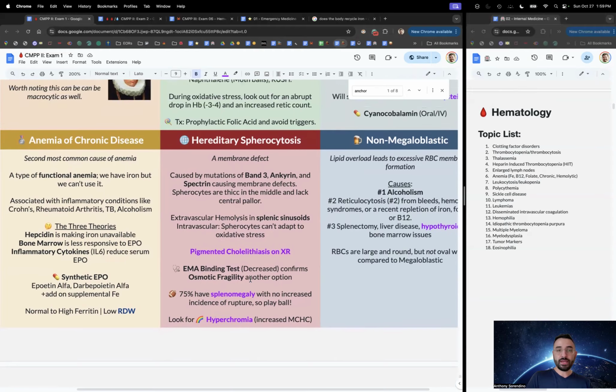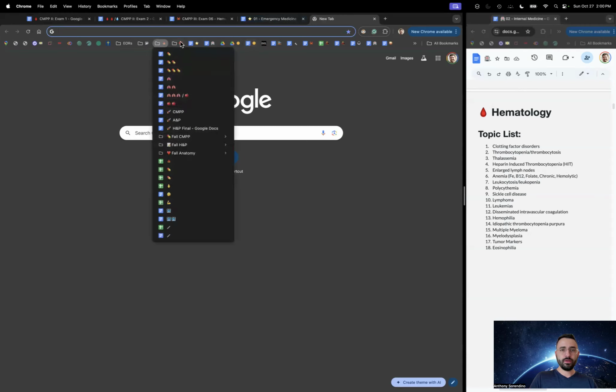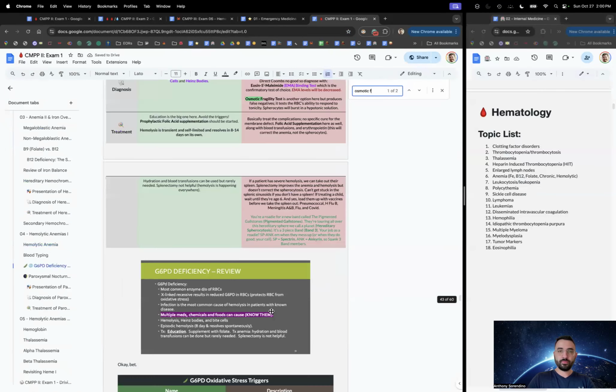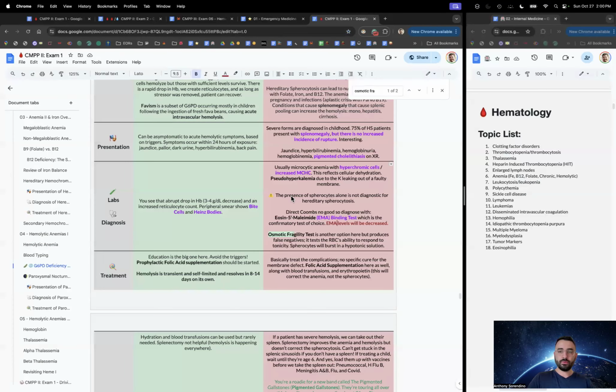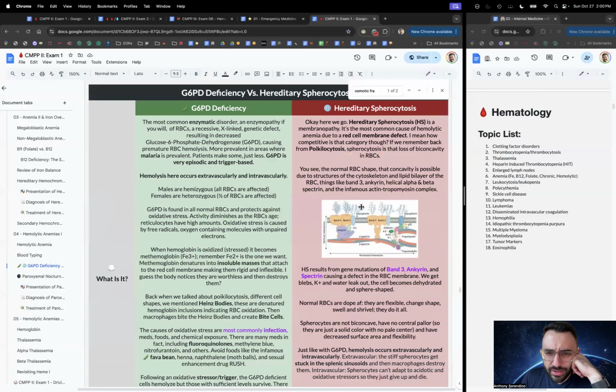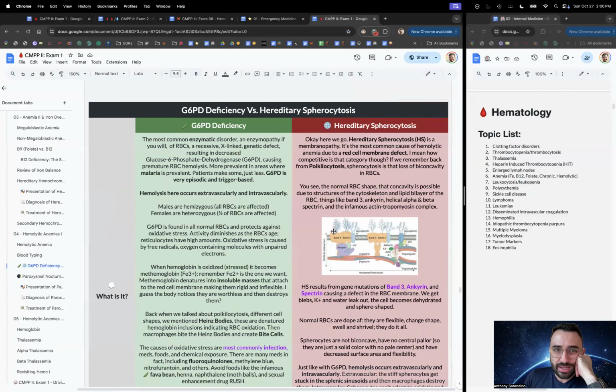Splenomegaly here. Here you can use this EMA binding test and osmotic fragility. Those are definitely things you want to keep associated with hereditary spherocytosis. Let's open this up. Yeah, the EMA binding test and osmotic fragility have to do with hereditary spherocytosis. And it's hyperchromic. And what are the other words? Band 3, ankyrin, spectrin. These are defects in the red blood cell membrane, so it can't keep that concave shape. And there you have it.